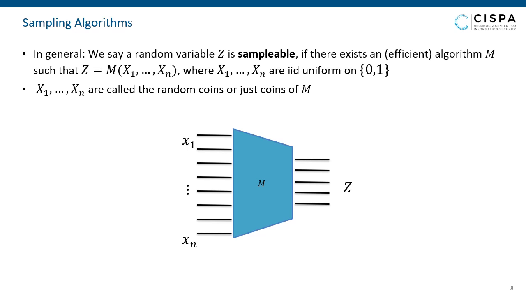And the x1 to xn are called the random coins, or just coins of the sampling algorithm M. So here we see this idea that all variables are defined depending on some base random variables. The coins x1 to xn are our base random variables, and this variable z is just a deterministic function of these coins.